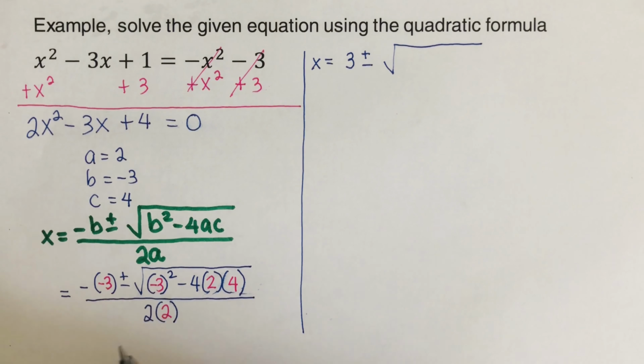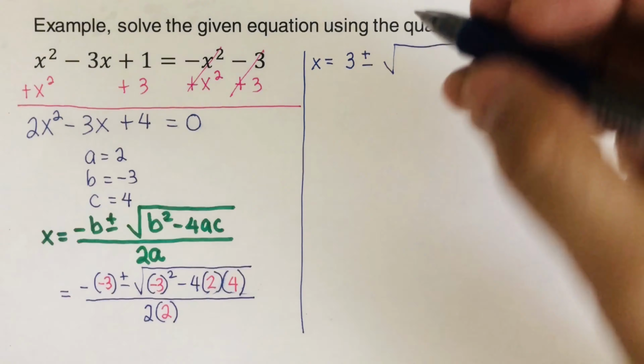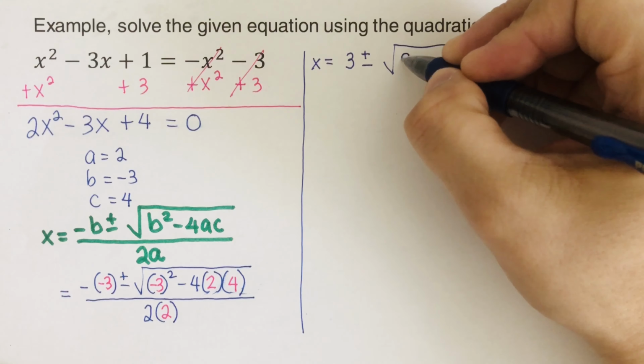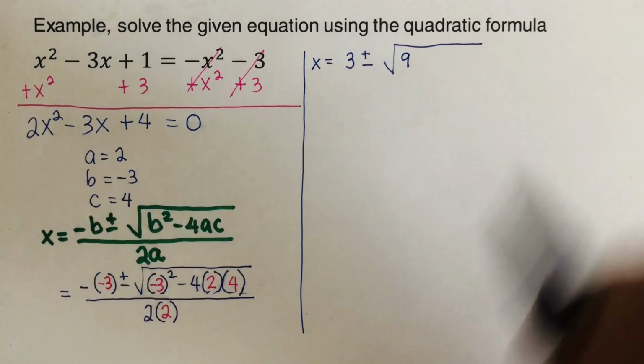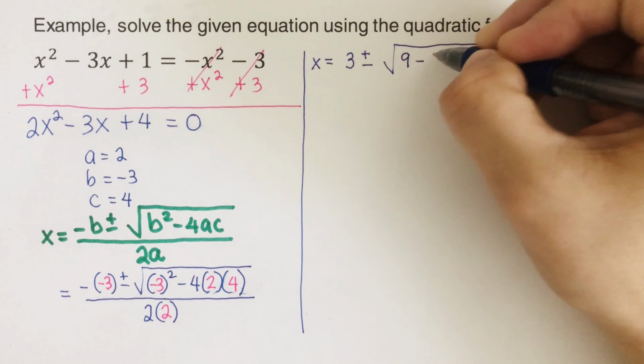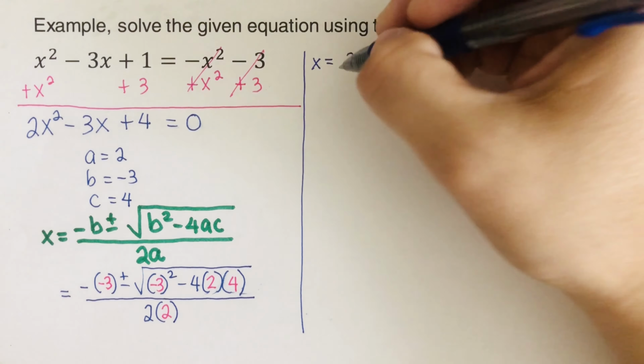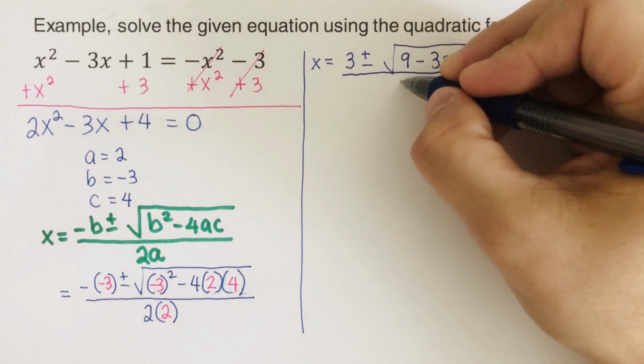This is where most mistakes are committed. So they would think that this is a negative 9 because they forgot to put the negative 3 inside the parentheses. This is a positive 9 because negative 3 times negative 3 is a positive 9. And then 4 times 2 times 4 is a 32, negative 32. And then this is over 2 times 2 is 4.